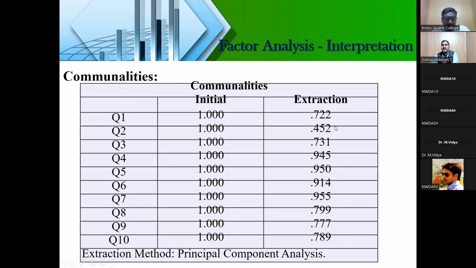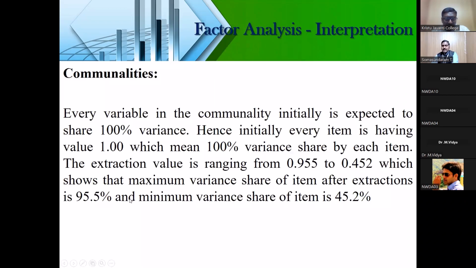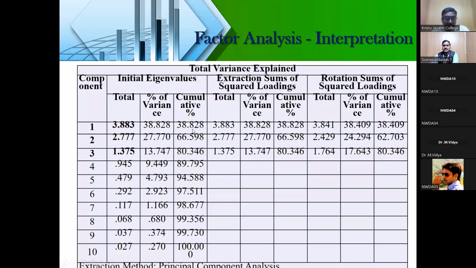Right. So this is the variation of your variables, right? And it shows a maximum variance of 95%, and a minimum variance of 45%. That means you are converting this value into a percentage, right? So this is one output table. You have to write the interpretation for the extraction table, explaining the communalities. And the third one is the eigenvalue table, the total variance explained table.